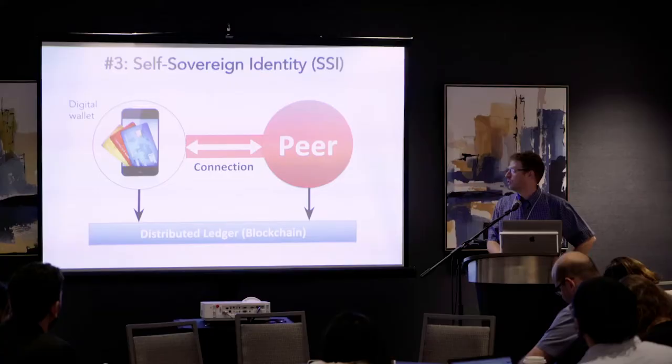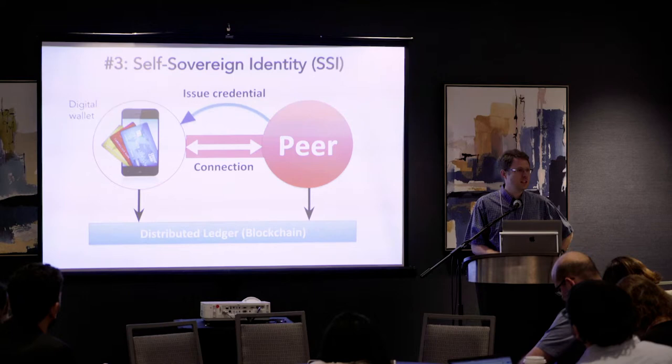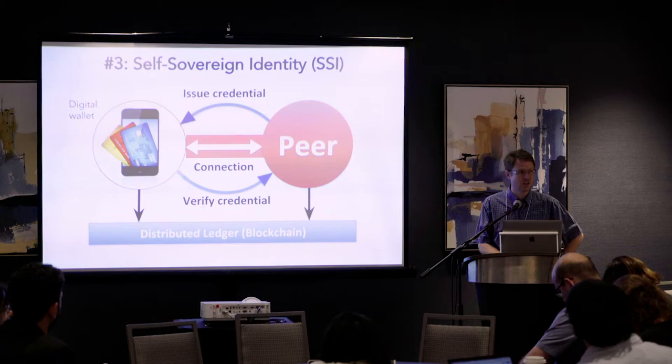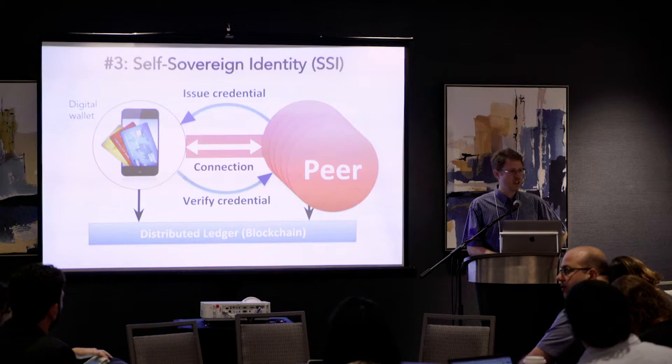So you now have a digital wallet, and anything that's known about you by your peer can be issued to you, and you can convey that to others, meaning other people can verify your credential, which means now you don't have to have one peer. You can have lots of peers, and you can share that information the way you want to share the information instead of the way they want you to share the information.